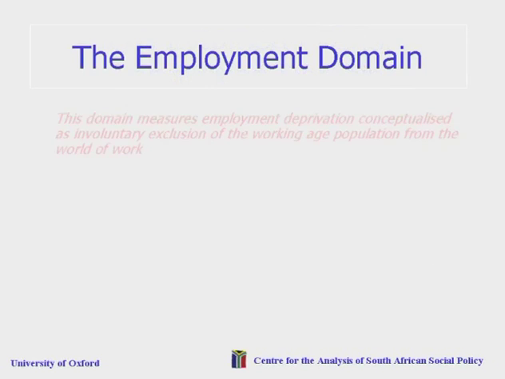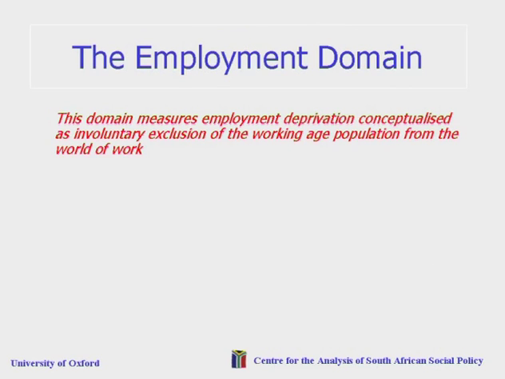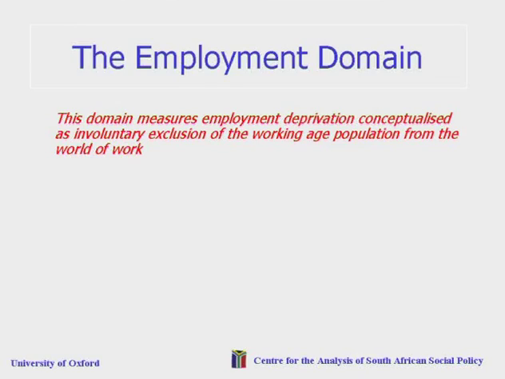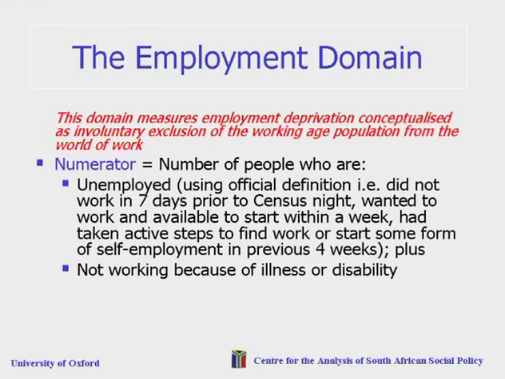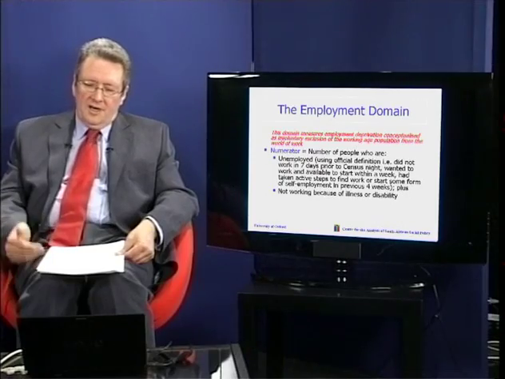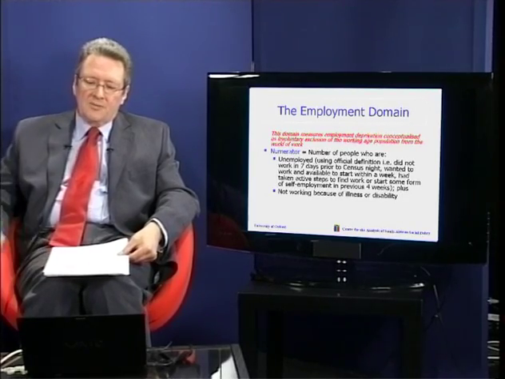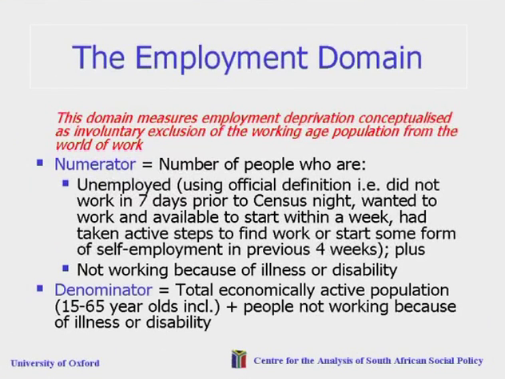Employment domain seeks to cover people who are excluded from the world of work involuntarily. And that means that we try to capture both the people who are unemployed, but also the people who are unable to work through sickness or disability. So the numerator for this is the number of people who were not working in the 7 days prior to the census night, wanted to work and were available for work. This is reflecting the ILO definition of unemployment. Also, it captures people who weren't working because of illness or disability. And the denominator is the total economically active population together with people who are not working because of illness and disability.